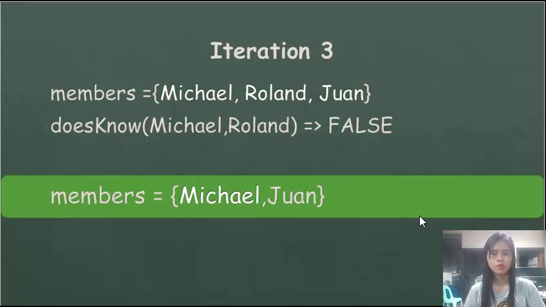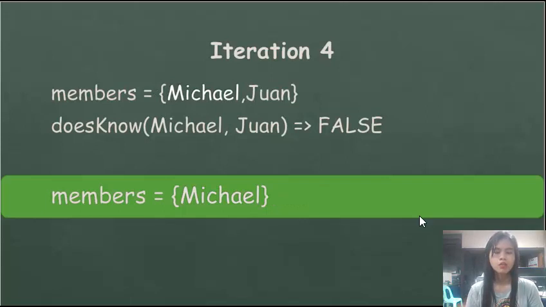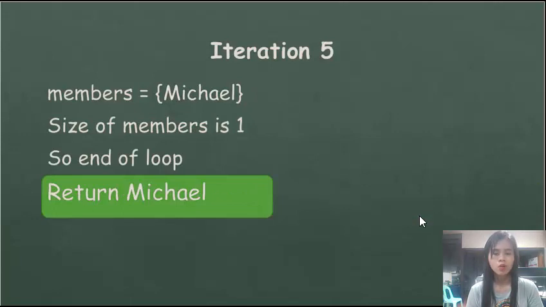In the third iteration, we pass Michael and Roland. Does Michael know Roland? It's false, so Roland will be removed from the list. In the fourth iteration, we pass Michael and Juan. Does Michael know Juan? False, so we remove Juan from the list. Now the only member left is Michael, so the size of the members is 1. This indicates that the loop has ended, so we return Michael as the celebrity in the list of members.